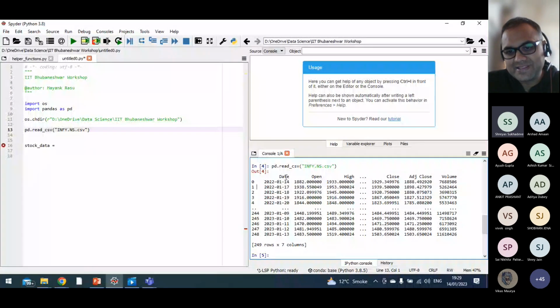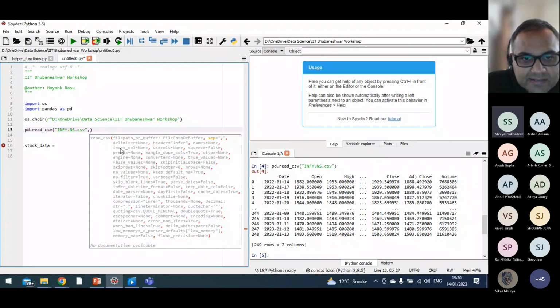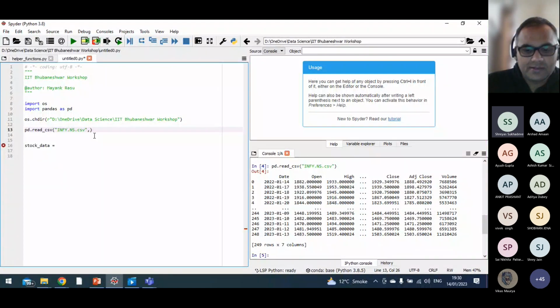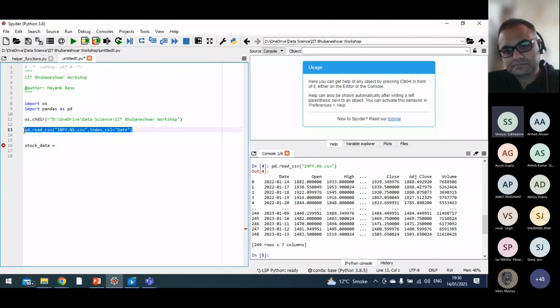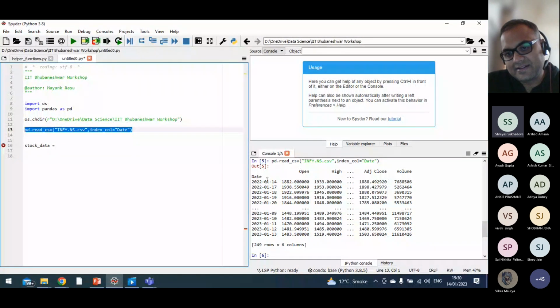We don't want that. We want the index to be the date. It's a time series, so all these values are unique. So let's do that. There is a parameter that the read_csv function takes, and I think it is index_col. By default it is None. We'll have to say that date is the index column. So index_col is equal to date. If I run this now, you'll see that the date is the index, and this is like a time series.